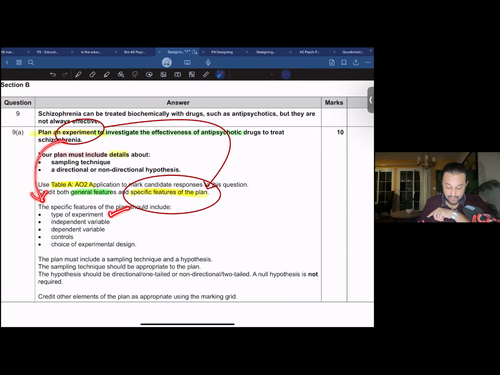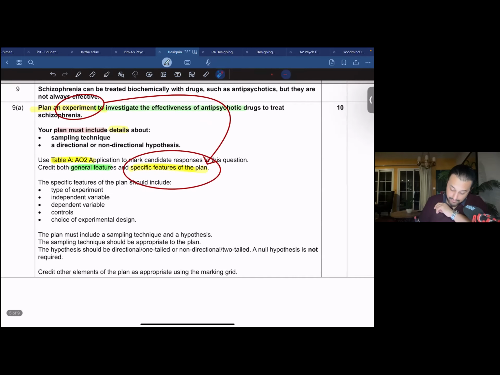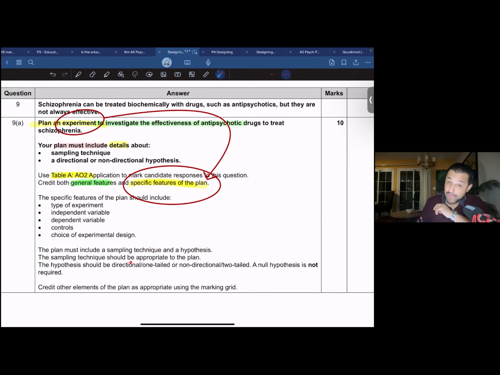So they're asking you to write down about the type of experiment you're using. Be very clear about your independent variable, dependent variable, operationalize them. That would be better. Specify what controls you're using, and also write down about the choice of experimental design you've used. Now, the plan must include sampling technique and a hypothesis. The sampling technique should be appropriate to the plan. The hypothesis should be directional, that is one-tailed, or non-directional, that is two-tailed.